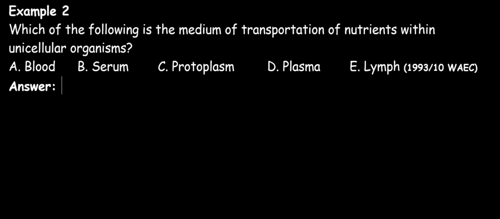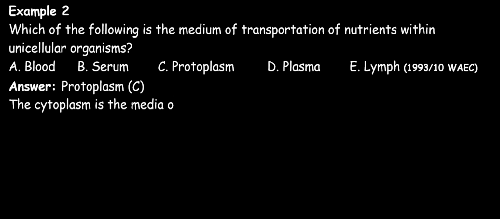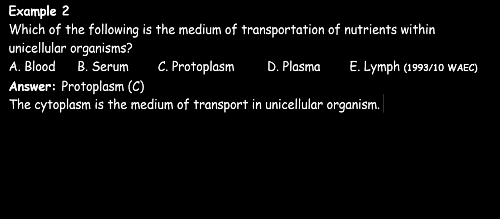The answer to this question is C, and this is because the protoplasm, which consists of the cytoplasm and the nucleus, is the medium of transport based on the question. But in more detail, it is the cytoplasm that is the medium of transport in unicellular organisms, and this cytoplasm is contained in the protoplasm. So that's why C is the answer.